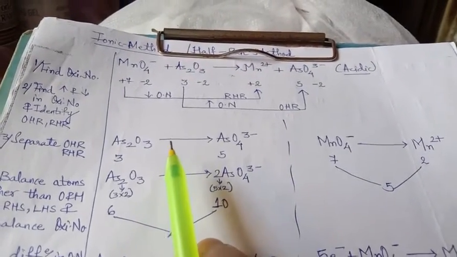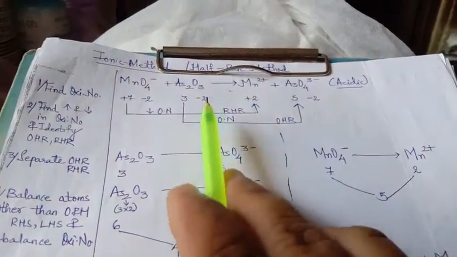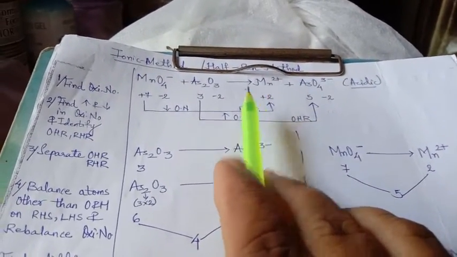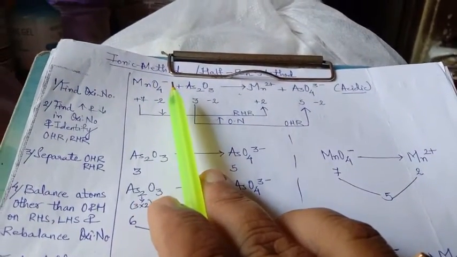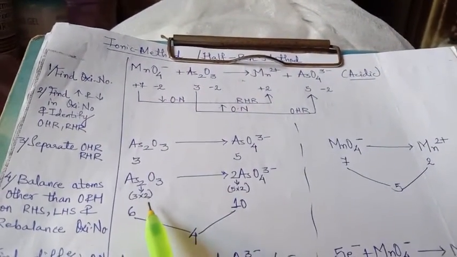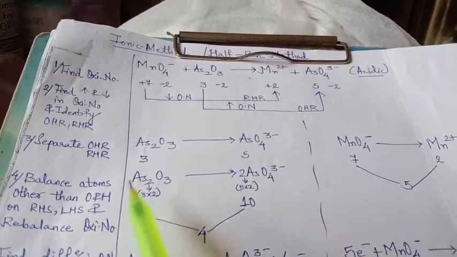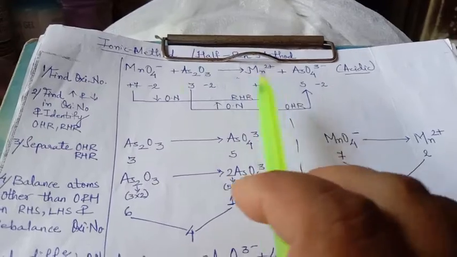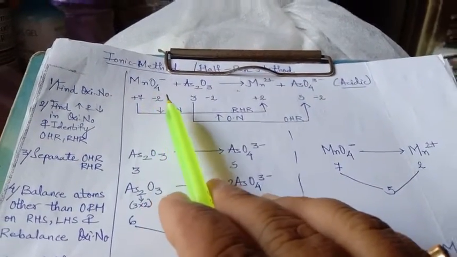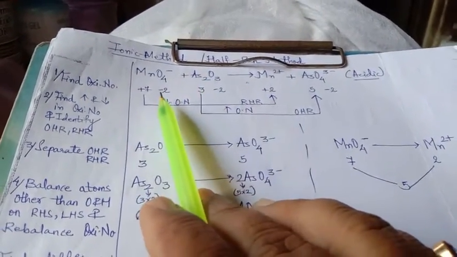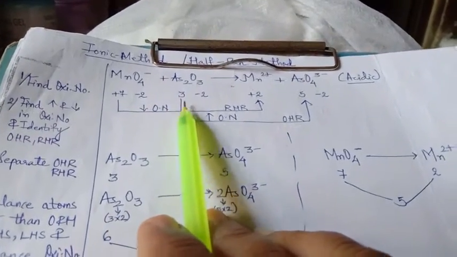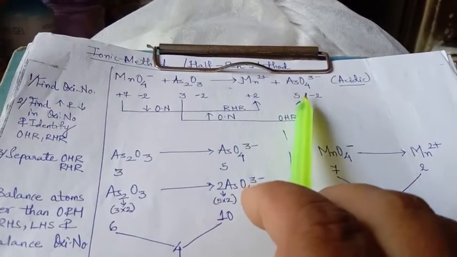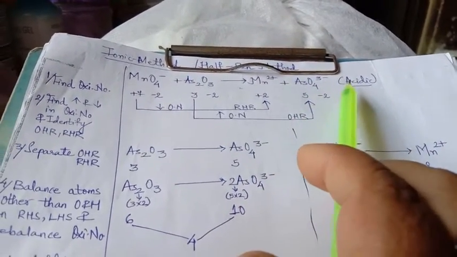Hello dear students, see here a revision portion of the half reaction method for the balancing of the redox reaction, or you can say it is the ionic method. Now we know that in this method, first of all we are supposed to find out the oxidation number of the given atoms of the molecule. MnO4 minus plus As2O3 when reacts they give Mn plus 2 plus AsO4 3 minus, and the medium is acidic.